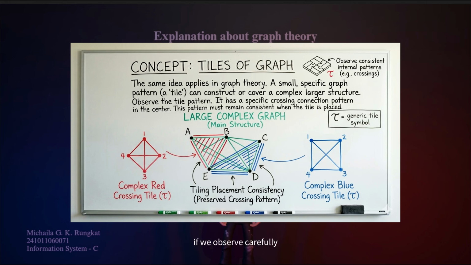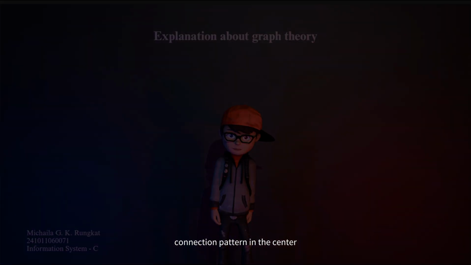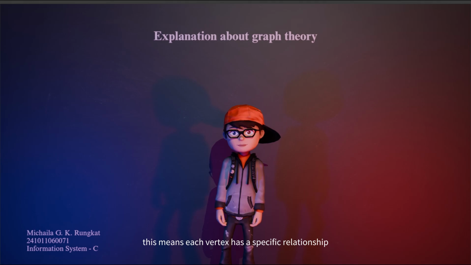If we observe carefully, the tile in this example has a crossing connection pattern in the center. This means each vertex has a specific relationship that must remain consistent when the tile is placed onto the main graph. In the red section, the tile is connected to two main vertices of the green graph. Then, in the blue section, another tile is placed on a different part of the graph. This shows that one large graph may contain several different tiles.